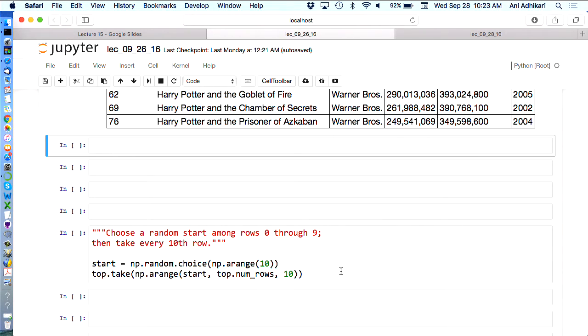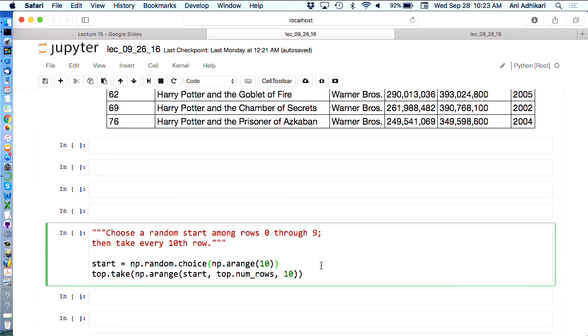Questions about the code? Questions about where it ends up? What's the last one you can take? What's the last index you can take? On any table, what is the biggest index you can take? The length minus 1, right? And that is ensured by going up to num rows here, because Python will stop right before that. So you will go to the start and you will take every 10th one until you hit the end.